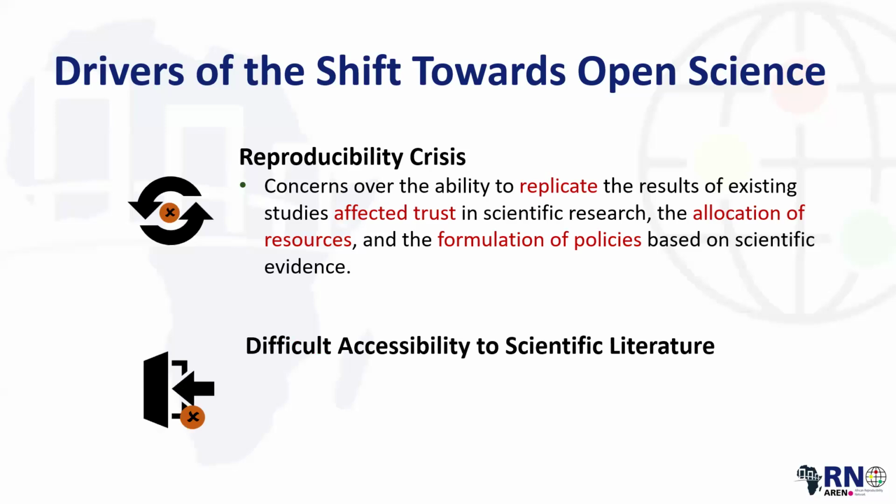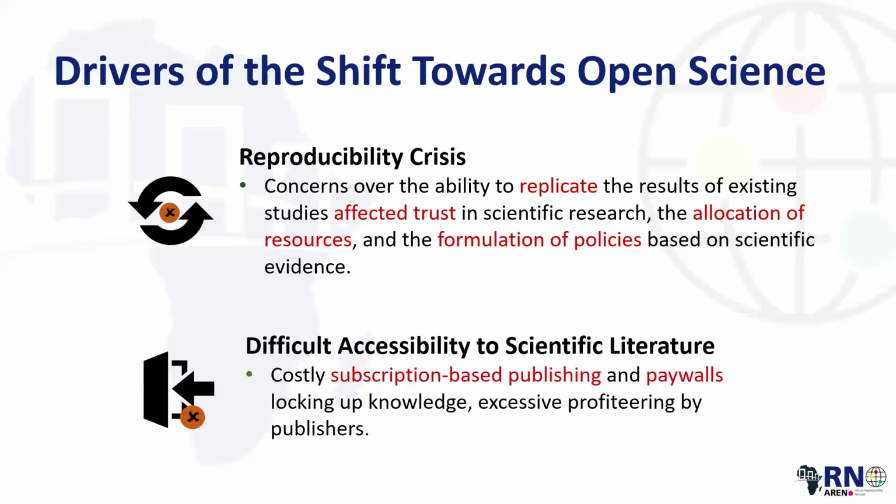The second thing is something that we all have suffered from, especially in Africa: it is difficult to access scientific literature. There are countless times that we want to access a paper and we get a prompt that tells us to pay, I don't know, $50 or $100 to access this paper. This costly subscription-based publishing and the paywalls mean that people who are underprivileged, which is the case in most African countries, cannot really access the information in an equitable way.